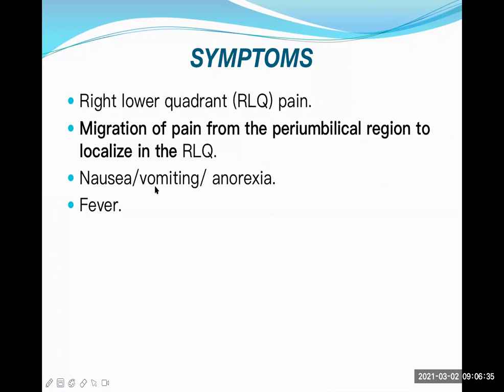At the same time, you have to take the history of nausea, vomiting, and anorexia, which is also very common. And the patient may also have mild fever. Fever is not that high grade, just a mild type of fever in the beginning. But if the patient ignores it, if they do not come to the hospital in time, if the appendix is already ruptured or burst, leading to peritonitis, the fever may be high grade as well.